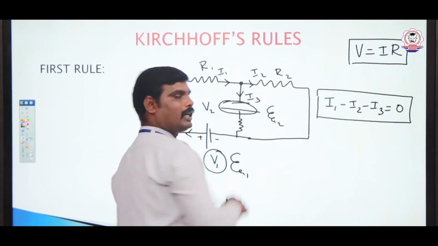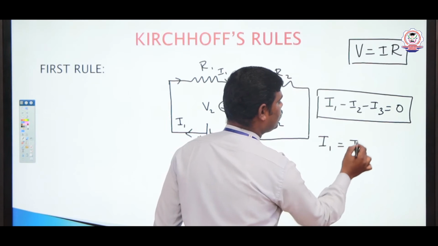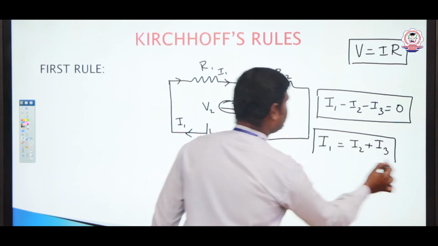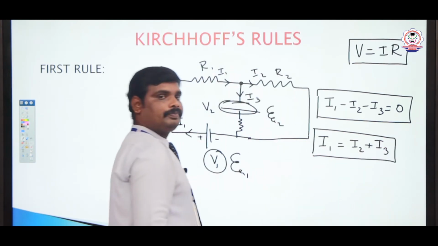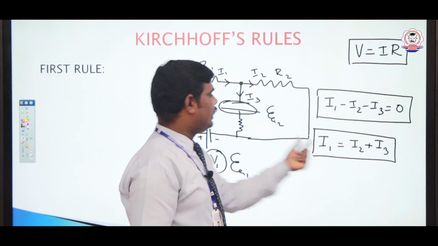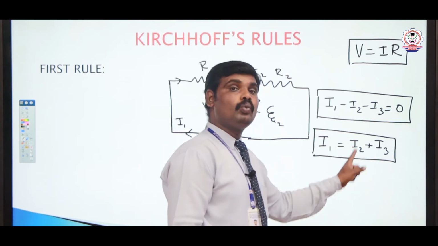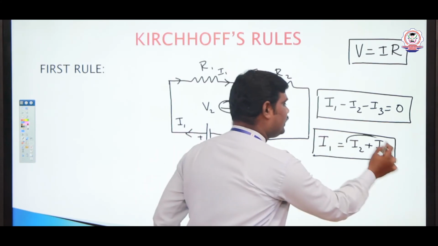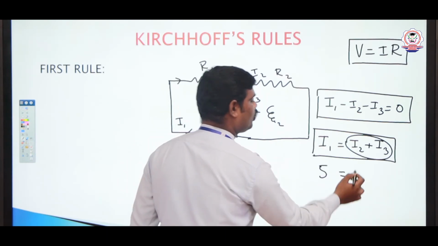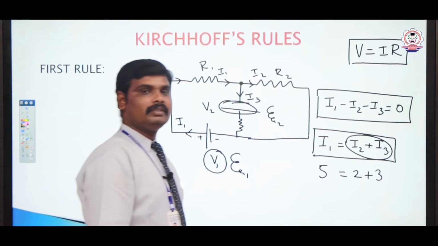So this is the Kirchhoff first rule, also called the current rule, or we can write this equation as I1 is equal to the sum of these two currents. Why are we taking I1 equal to I2 plus I3? See, for this junction only one current is entering, that is I1. But two currents are leaving from this junction, so I2 plus I3. So the sum of these currents is equal to I1. For example, 5 ampere current may be 2 plus 3. So this is the first rule of the Kirchhoff rules.